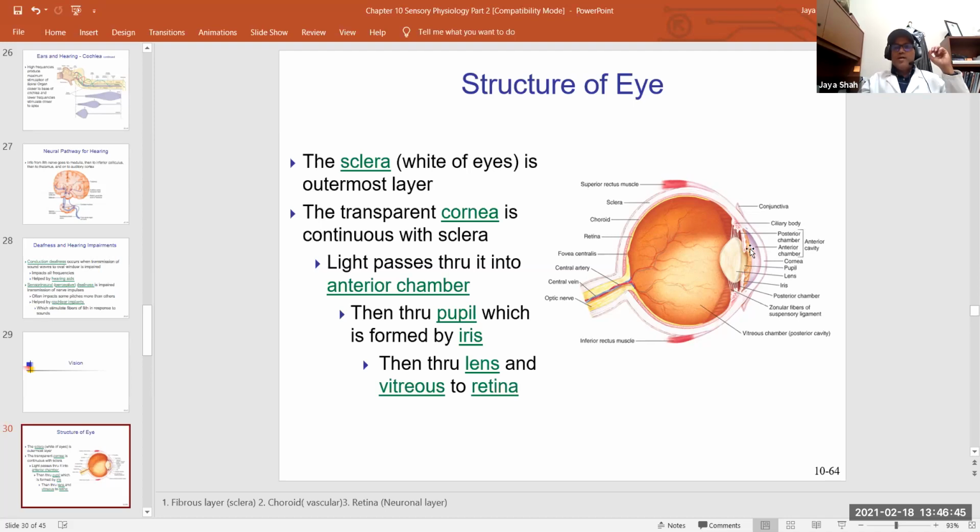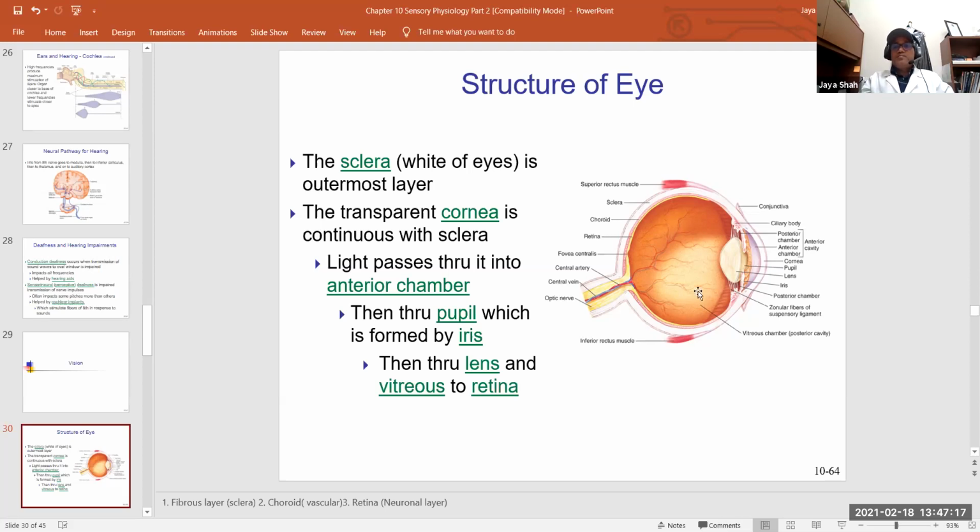Are you following me? The ciliary body and ciliary muscles inside it can contract or relax and change the shape of the lens, which helps in accommodation. It can be a thinner lens. Look at my hand. Thicker lens, thinner lens. Thick. So if the image is from nearby, then the lens becomes thick, so that you can focus the image on the retina. We're going to talk about that.